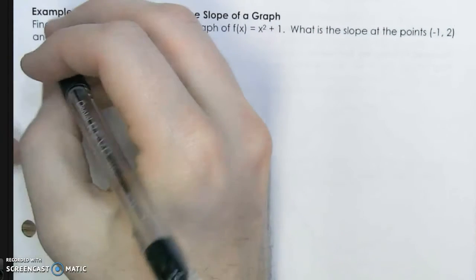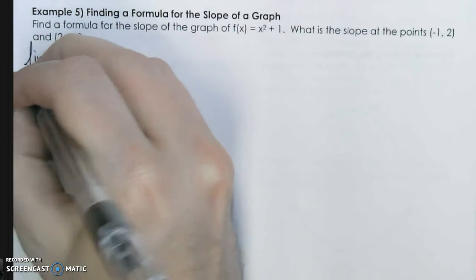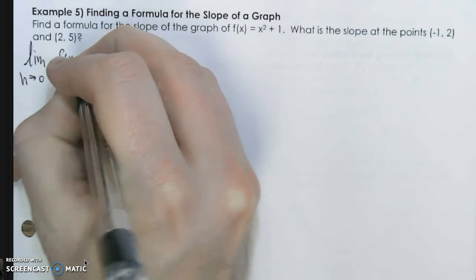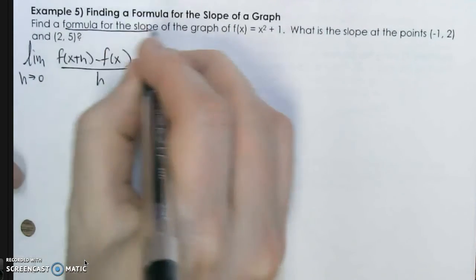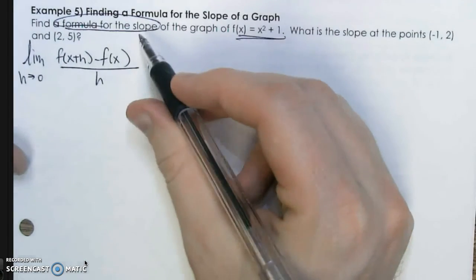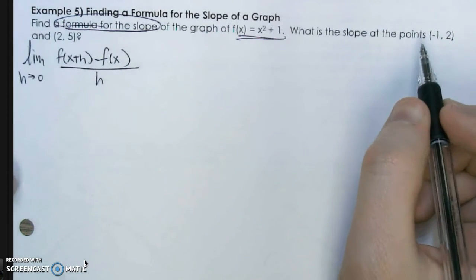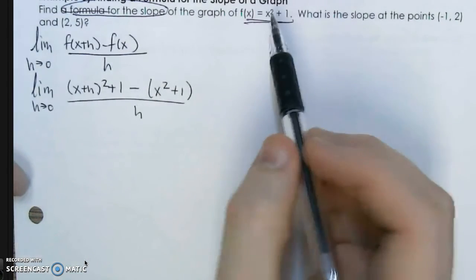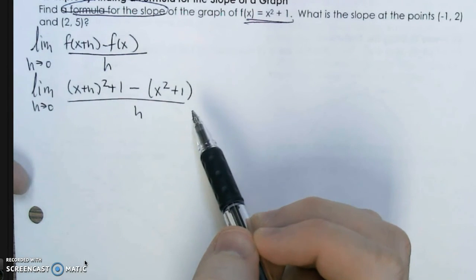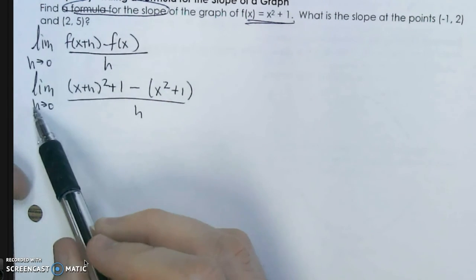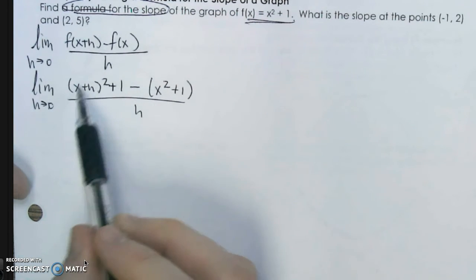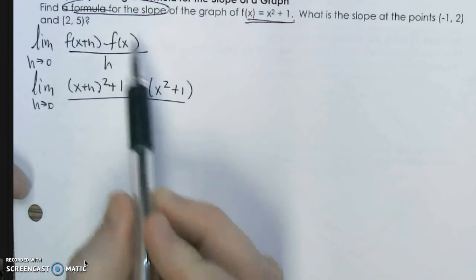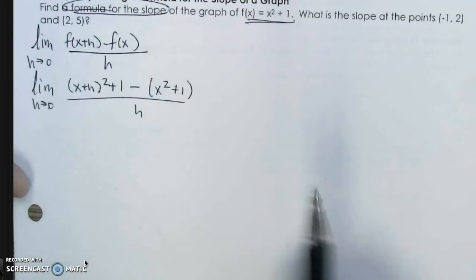Example 5, we're doing that same equation again, because this will help us find the formula for the slope. This is the function we're talking about. And then once we have the formula for the slope, we'll look at the points that they're giving us. So what I've done is I've taken my function and I've put it into this formula. So I've got the limit as h approaches 0, f of x plus h. I plugged x plus h into the function. Then I've got the minus sign in the middle. Then I've got the function itself. And then I've got all over h.